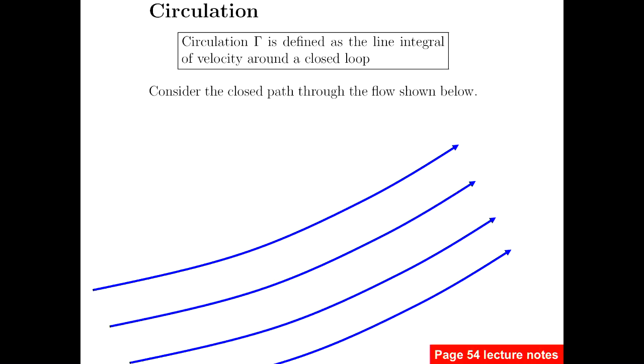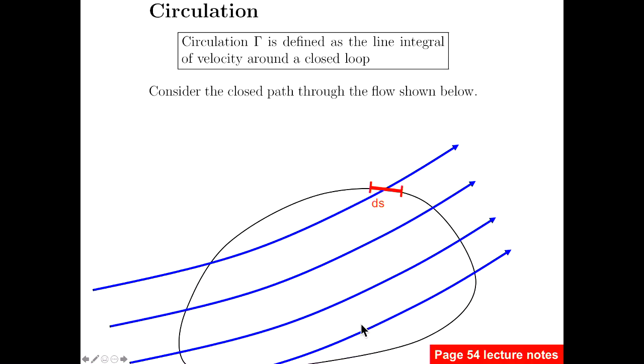All right. Now I'm going to introduce to you this term called circulation. Right, and circulation, or gamma, is defined as the line integral of velocity around a closed loop. Okay, so consider this flow here where we have streamlines. And I'm just going to have some arbitrary closed line. Okay, and I can calculate the circulation of this closed loop here, right, of this shape.